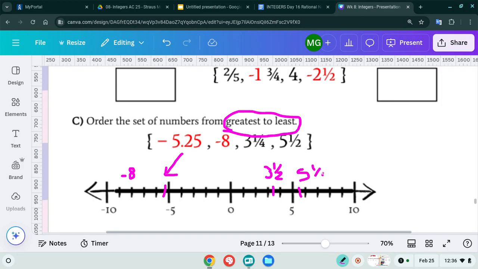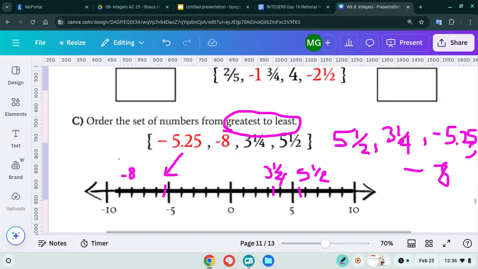So again, we'd go greatest to least. We would say the 5 1/2 would be the greatest, and then the next greatest would be this 4 1/4. Oops, I wrote that wrong. It should be a 4 right there, sorry. And then we have -5.25, and then the least amount of all of this would be -8, because it is the furthest, right, from the 0 right here. Okay.